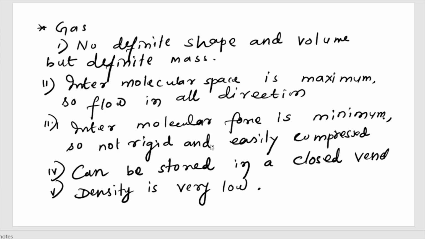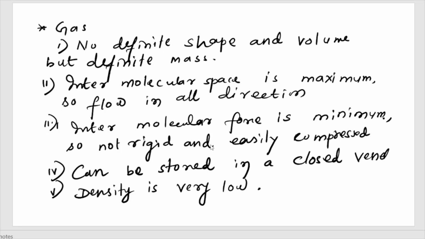When you give pressure, there is a contraction and it becomes very small and occupies a very small shape. And intermolecular space is maximum. When you see one particle and another particle, there is a maximum space, intermolecular space, so gas flows in all directions. This intermolecular space is highly maximum in gas, but not so high in liquid and solid. Intermolecular force is minimum, so it is not rigid, just like your solid, and is easily compressed by giving pressure.